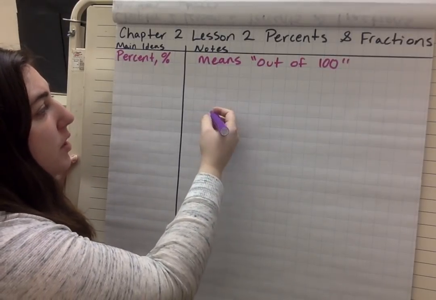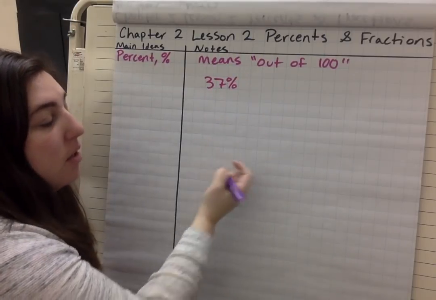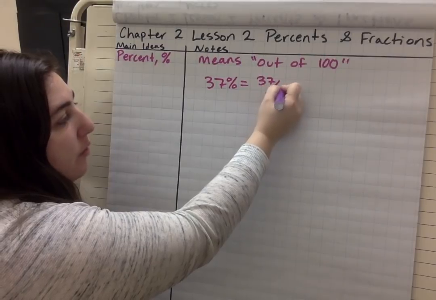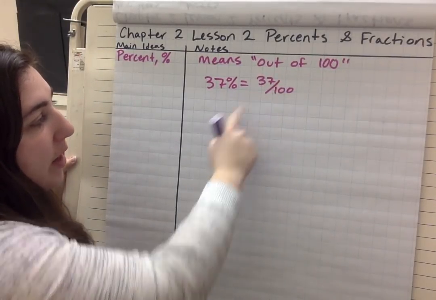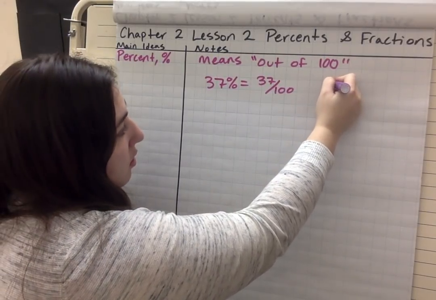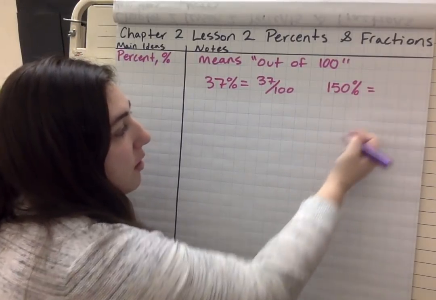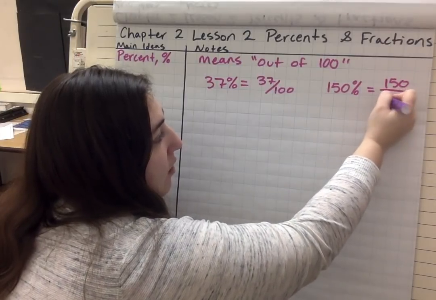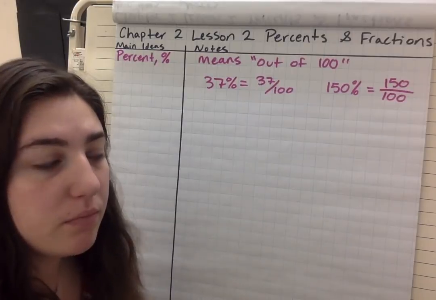So here are a few examples. 37% means 37 out of 100. Okay, you can write it like this, 37 out of 100. Another example, 150% means 150 out of 100. Okay, you can also write it like that.